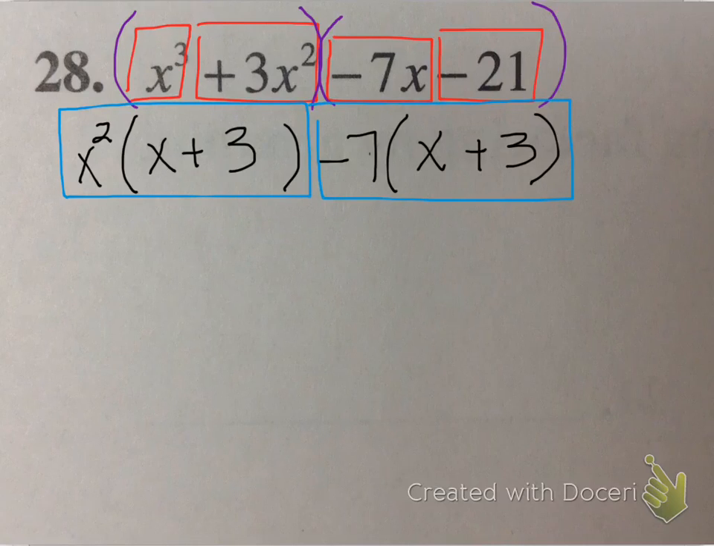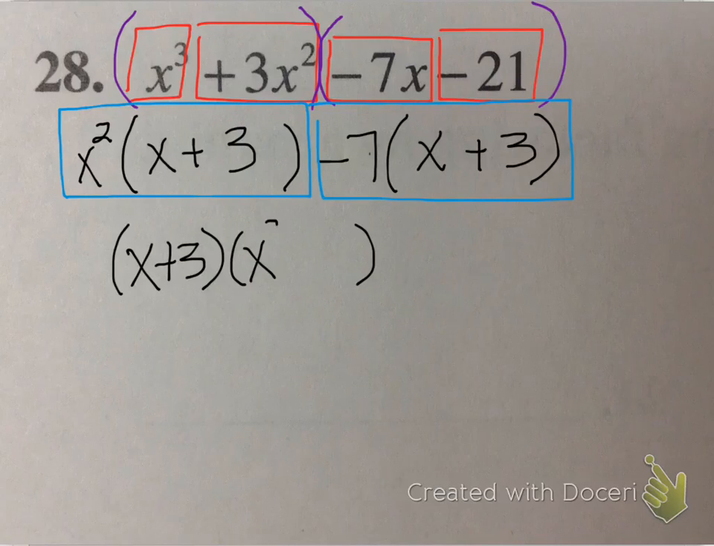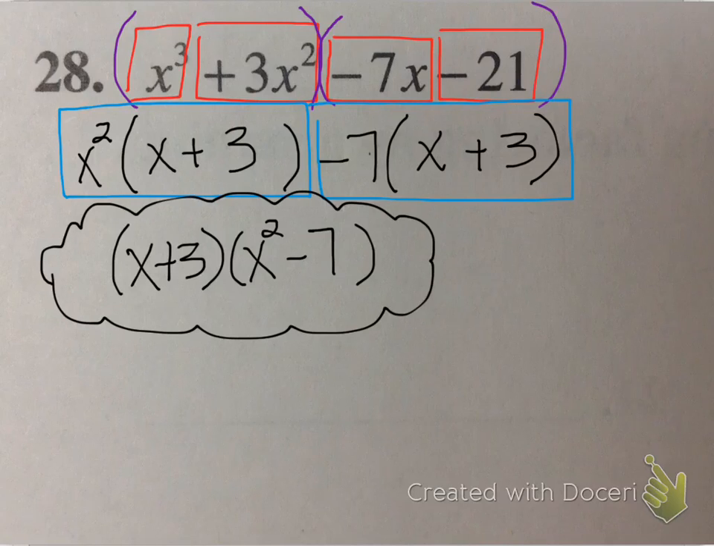Now, among these two terms, what do they have in common? Well, they happen to have an x plus 3 in common. What's left over after I factor out the x plus 3 out of both terms? Well, if I factor it out of the first term, I'm left with x squared. And if I factor it out of the second term, I'm left with a minus 7. Now that is our final answer. We actually had to use greatest common factor multiple times. I had to first group my 4 terms into 2 groups, factor each group, and then finally factor my remaining 2 terms.